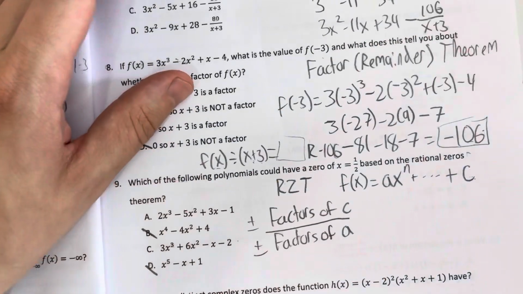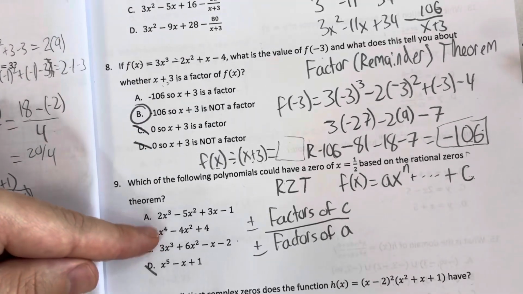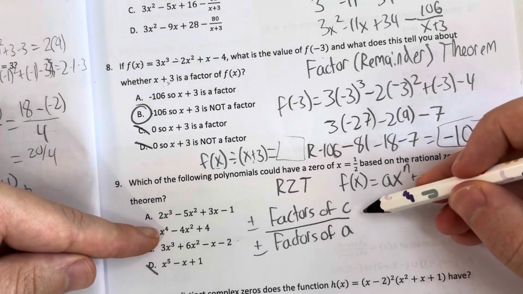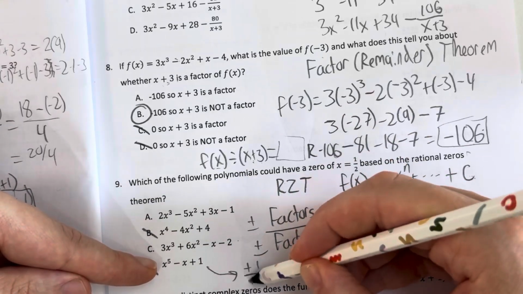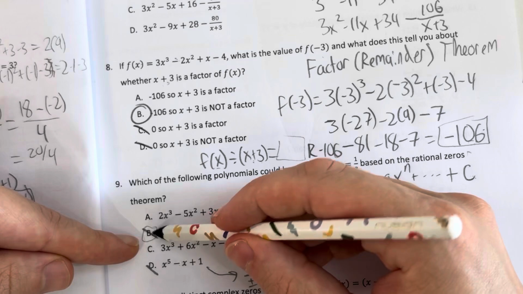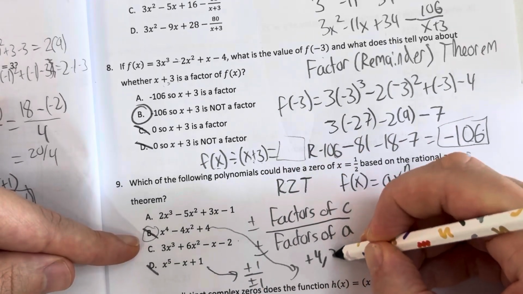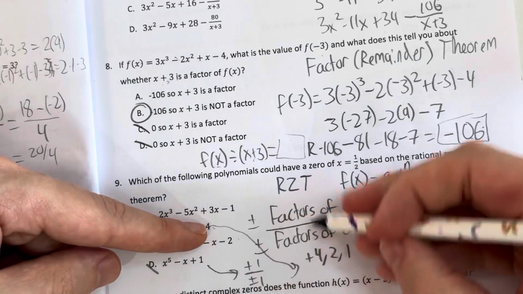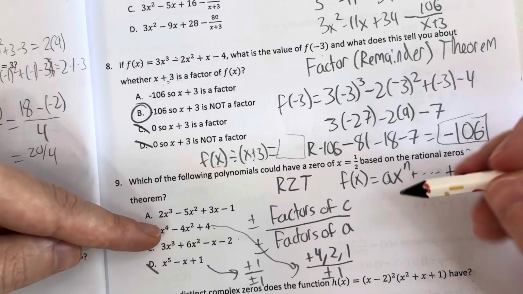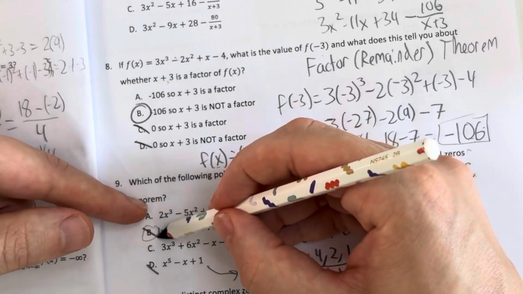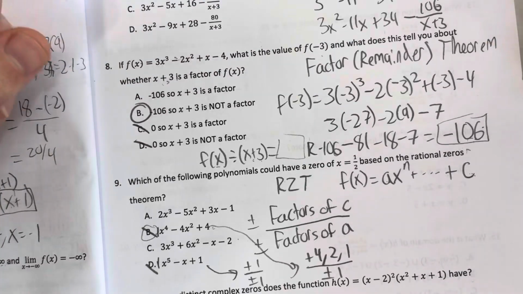D and B cannot have 1/2 because the leading coefficient is 1. The factors of 1 are just 1. So here we could only have plus or minus 1 over plus or minus 1. Or more instructively, here we could have plus or minus 4, 2, or 1. Those are the factors of the constant over plus or minus 1. Only integers. So if the leading coefficient is 1, you could only have integer rational zeros.